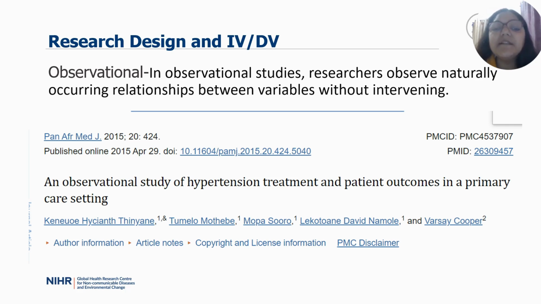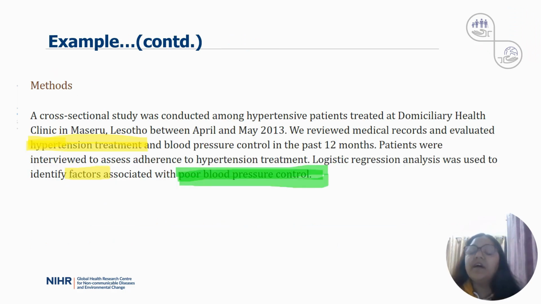In observational studies, on the other hand, researchers may observe the naturally occurring relationship between variables without intervening. So, in this study, which is an observational study on hypertension treatment and patient outcomes in a primary care setting, the paper says that they looked at data collected in the standard care setting retrospectively and looked at outcomes of blood pressure control.